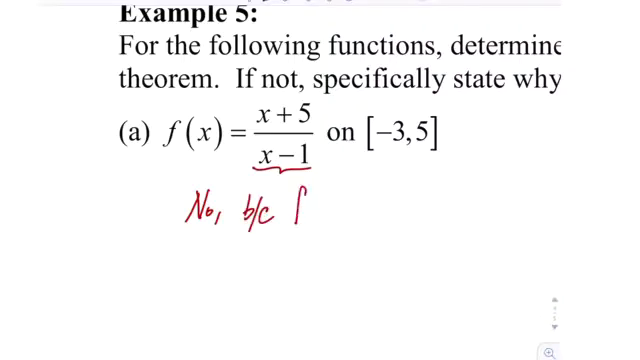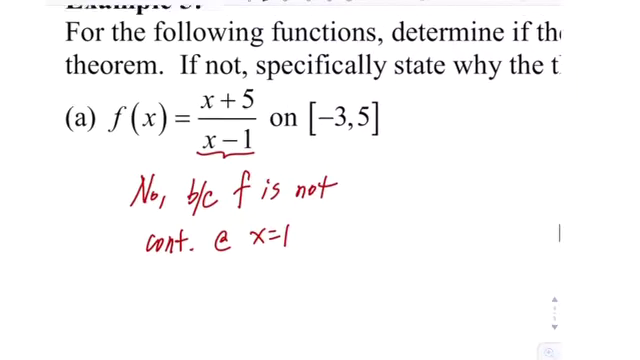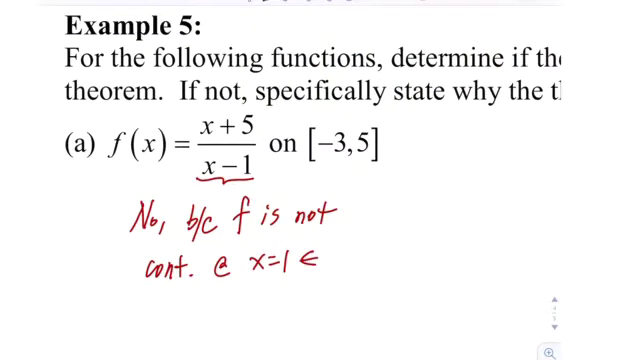because f is not continuous at x equals 1, and then here's what I would recommend adding. And why is 1 relevant? Because 1 is an element of the closed interval. That means it is inside that interval. So you're really hitting the nail squarely on the head. You're leaving nothing to doubt. 1 is relevant because blah, blah, blah.